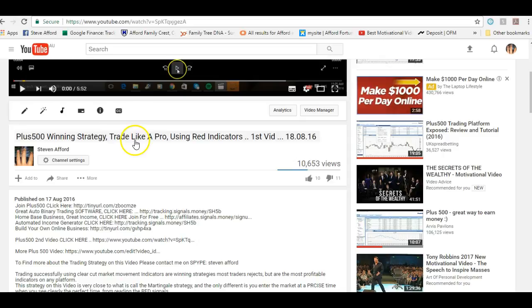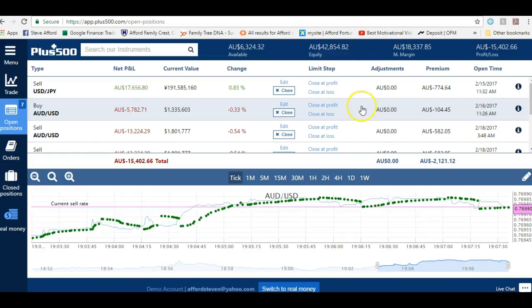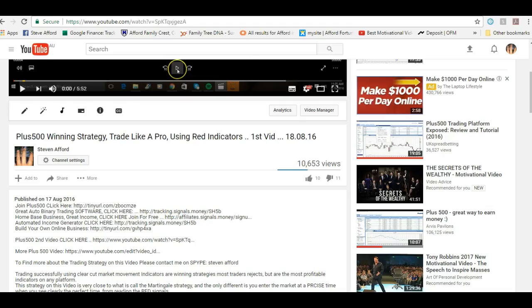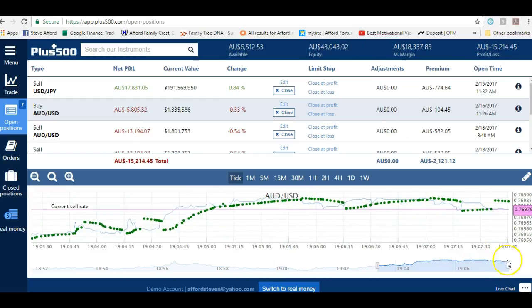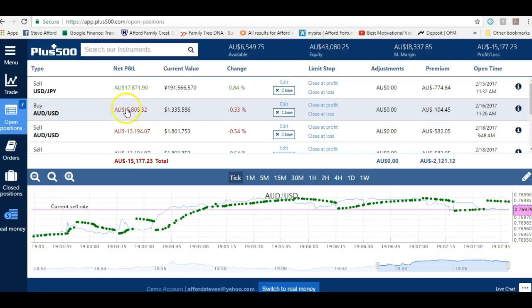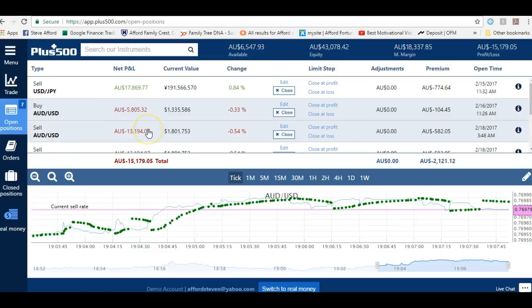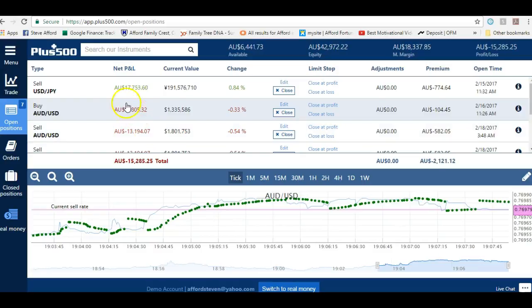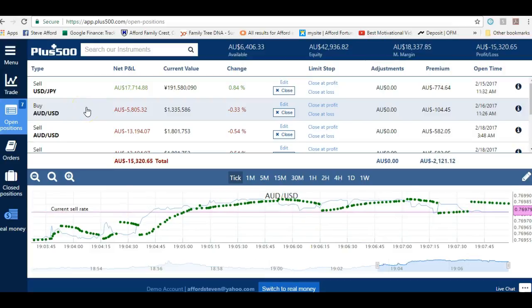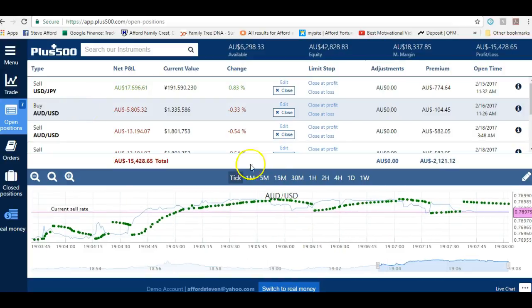Plus500 winning strategy, trade like a pro using red indicators. Now, so we go back here. This is today's time. This particular video was made, when was it? 18th of August 2016. Now, I'm remaking this to highlight a little bit more the red indicators. Red indicators is really the money that you're losing if you are to open up a position. Now, this particular video is also highlighting that this is a demo account used as a signal provider.